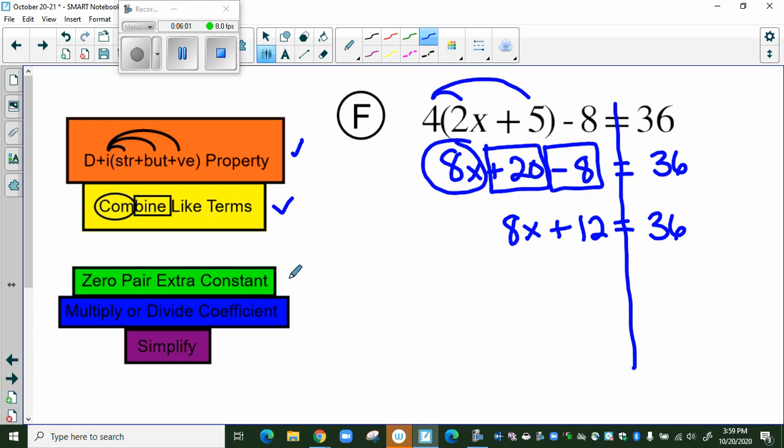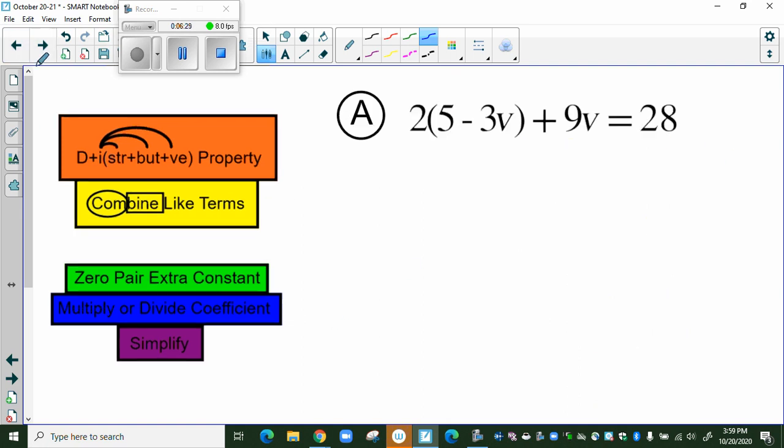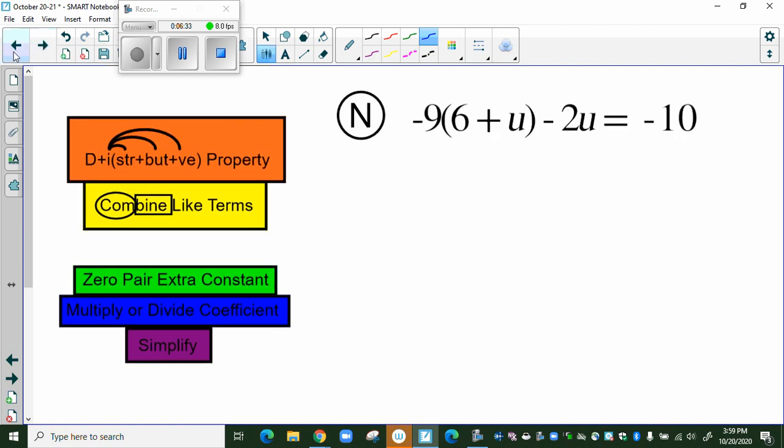And now I'm right back here to zero pairing. I'm going to minus 12 right here. 8x equals 24. And then I'm going to divide by my coefficient. Okay? So we will eventually get to the point where you might have like terms on both sides, but right now you're just going to see them on one side. Let's do one more like that. Actually, I'm going to pick this one.